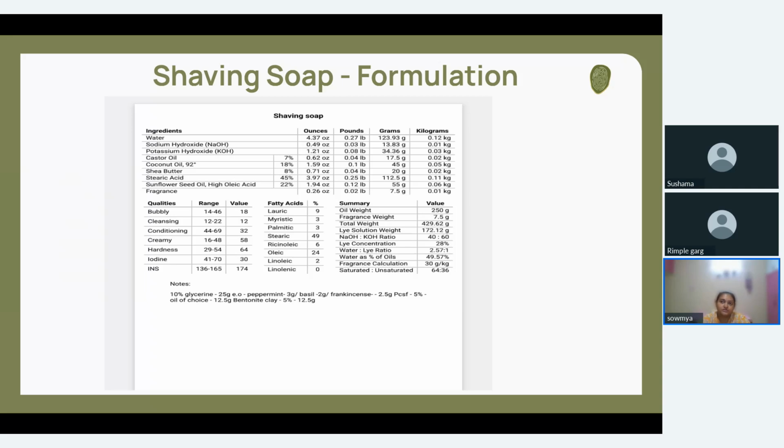Remember, in liquid soaps, I told you it's only from 5 to 20 percent. But in shaving soap, since we want a solid bar anyway, we will keep our sodium hydroxide levels high. We can start from 30 and even go up to 50 percent.